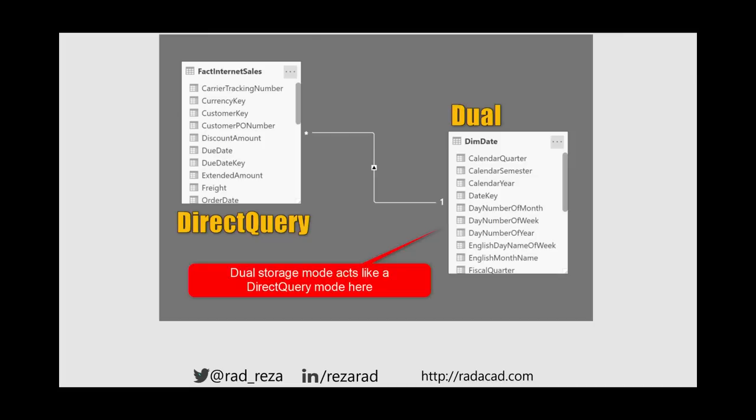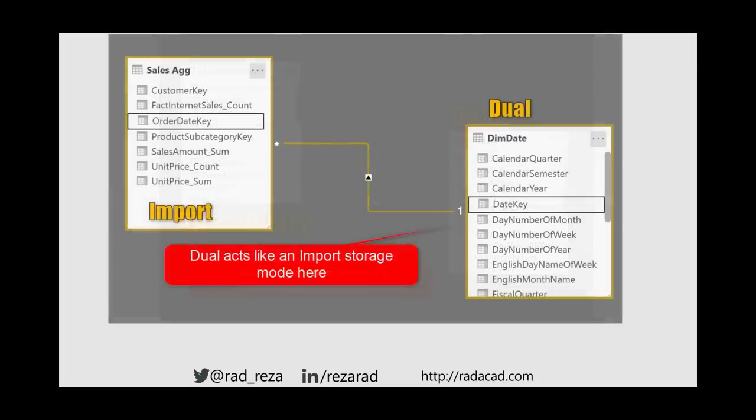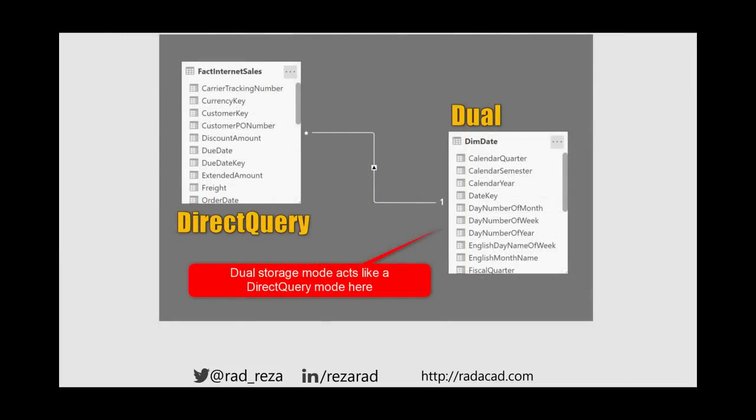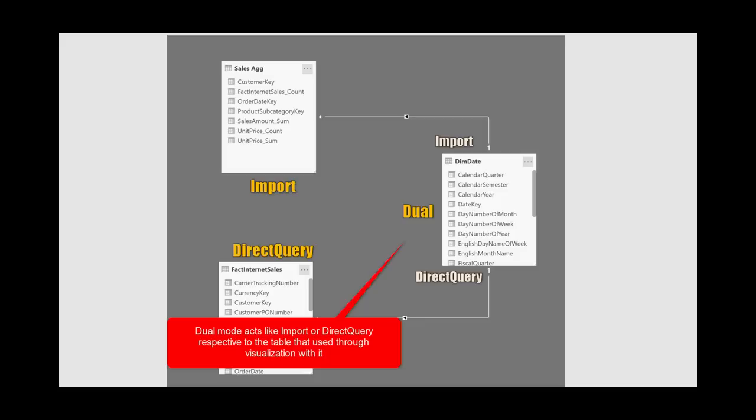Now, imagine we have the same dimension, the date dimension. In one scenario, the date dimension should work as import data, because it should not send a query to the data source; it should all work in memory. In another scenario, it should work like DirectQuery and send the query to the data source. I have one dimension table that sometimes should act like import and sometimes like DirectQuery. And that is what dual means.